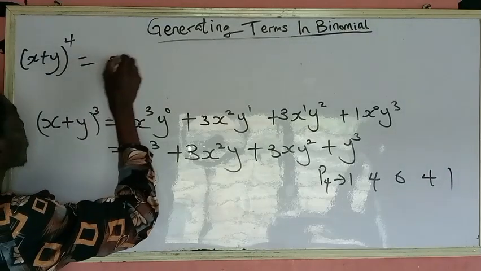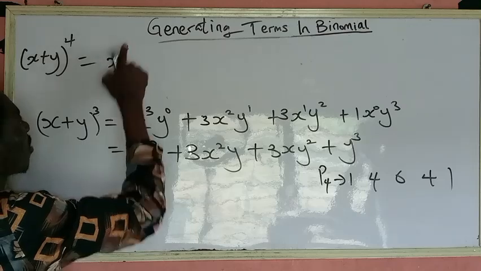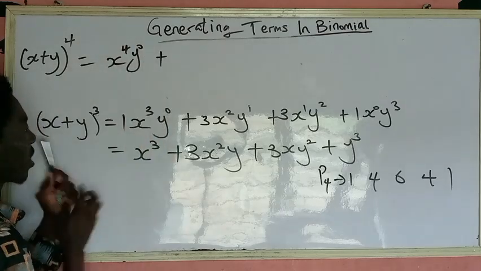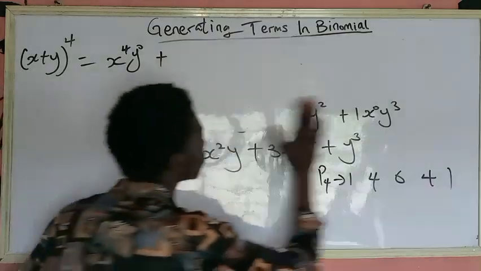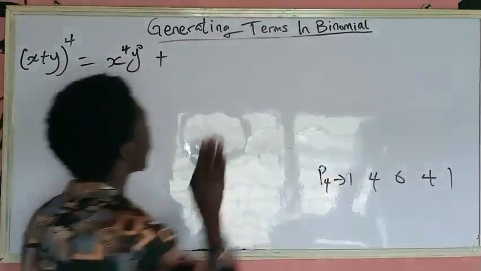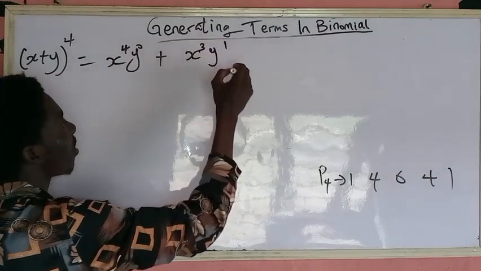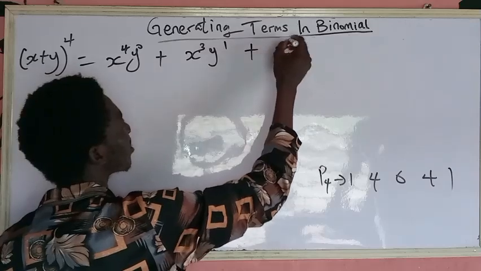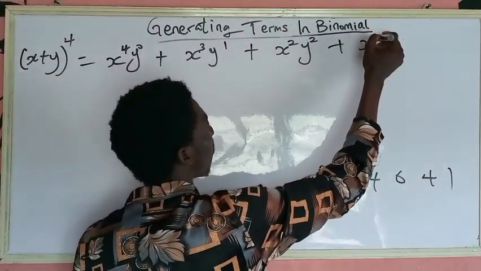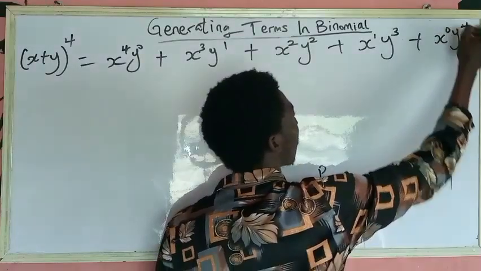This will be x raised to power 4. Start with the highest power: x raised to power 4 and y raised to power 0. I have x raised to power 3 and y raised to power 1. I have x raised to power 2 and y raised to power 2. I have x raised to power 1 and y raised to power 3. I have x raised to power 0 and y raised to power 4.